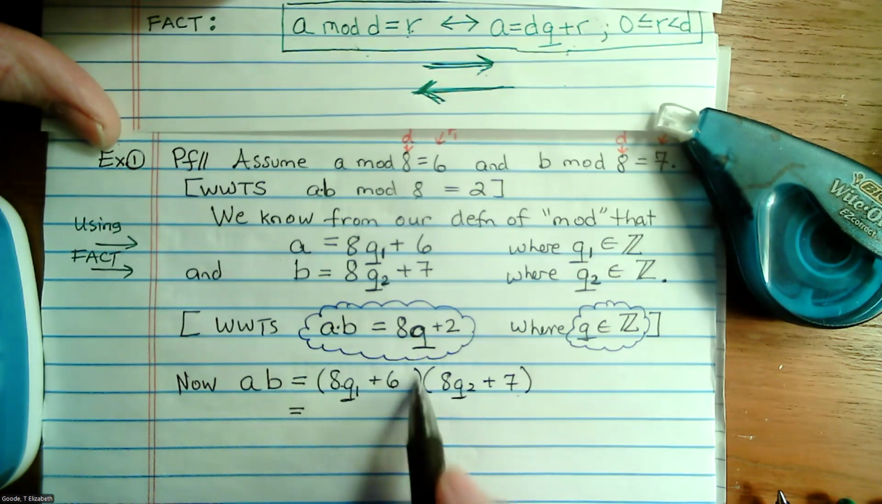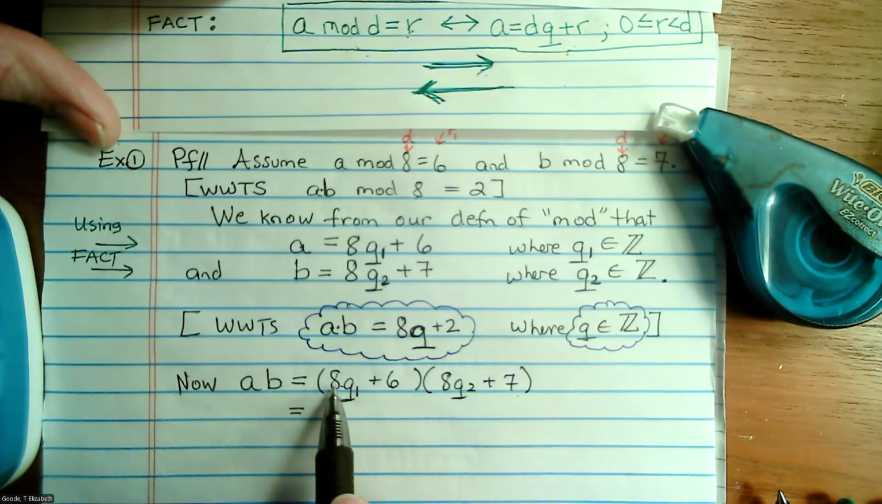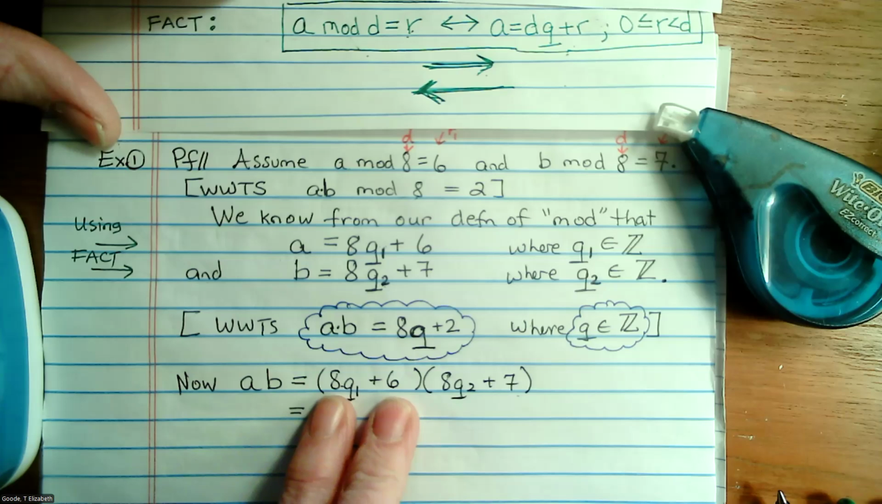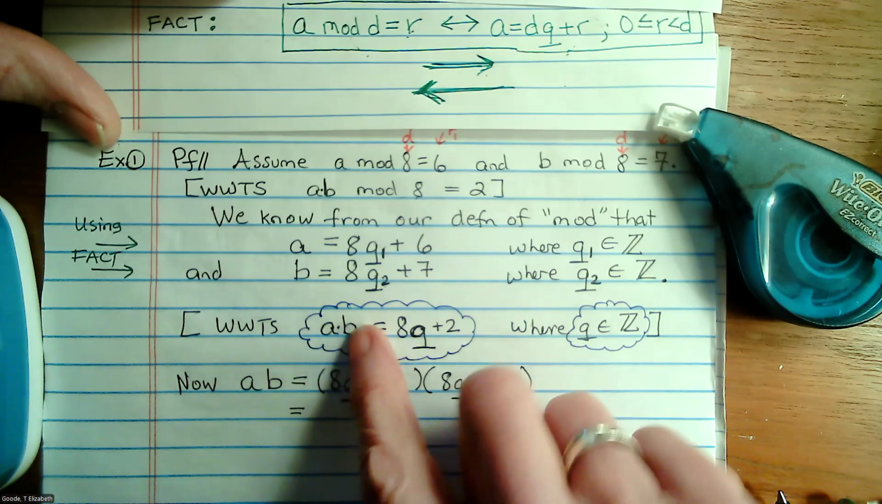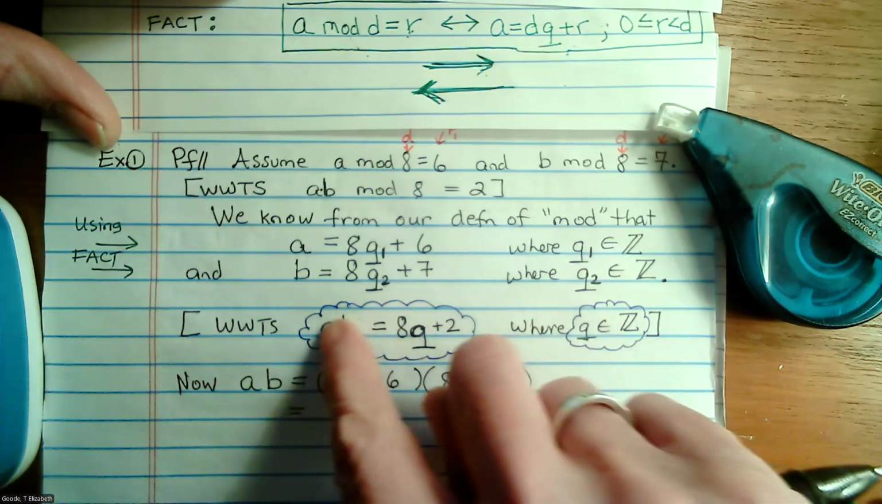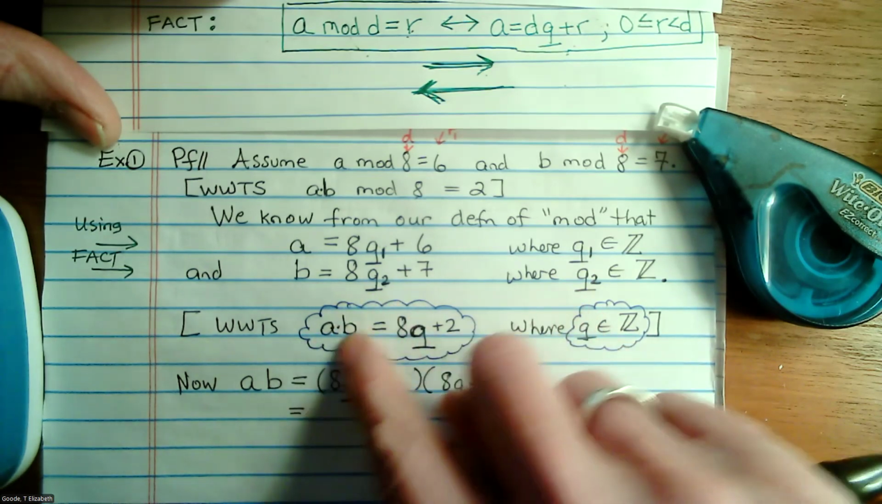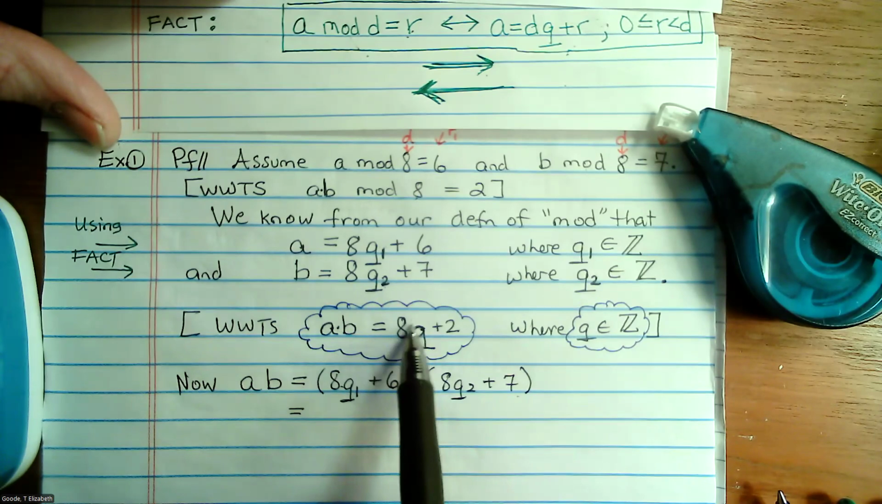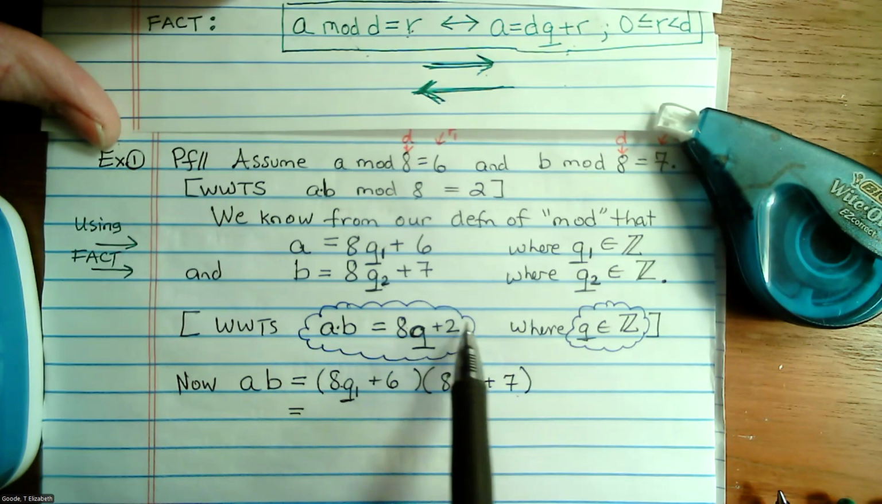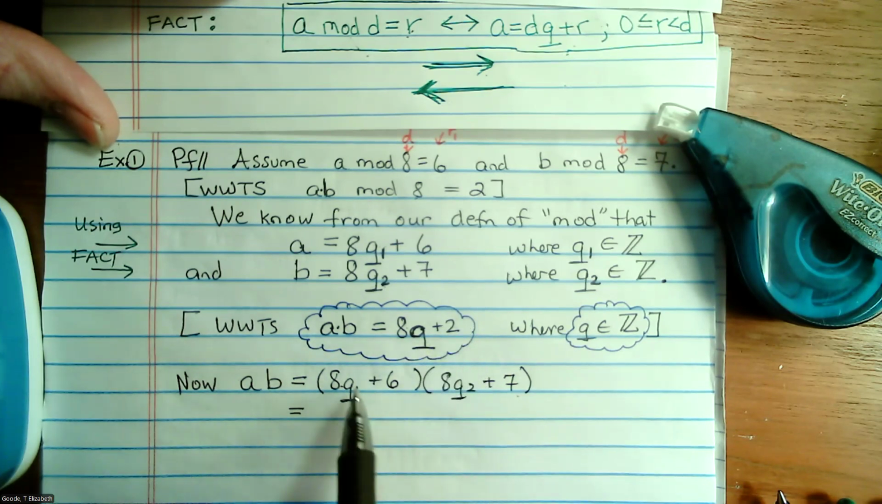This is a binomial factor. This is a binomial factor. They're called binomials because they have two parts that are attached with a plus or minus, as opposed to a monomial, like AB is a monomial. Even though it's got two parts, they're attached with a multiplication or division, so that's just one term. This is a binomial, has two terms. 8Q1 is one of the terms, and 6 is the other term. But we cannot factor an 8 out of 8Q1 plus 6 because we can't factor an 8 out of 6.